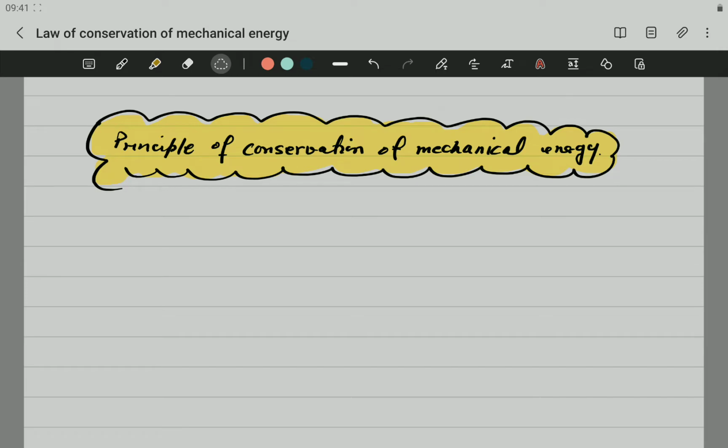We are going to be doing today the principle of conservation of mechanical energy. This topic in grade 10 is going to be done later on, but in grade 12 you need it now. You need it now for the work you are doing. So let's first of all recall what the principle of conservation of mechanical energy states.